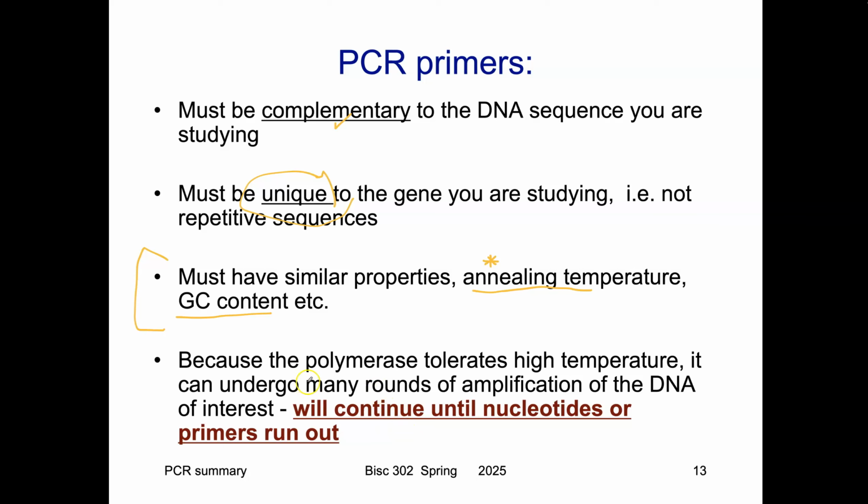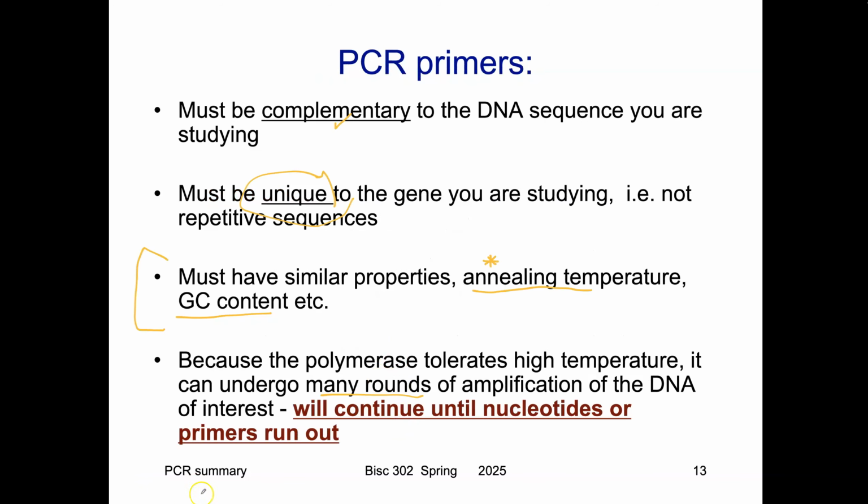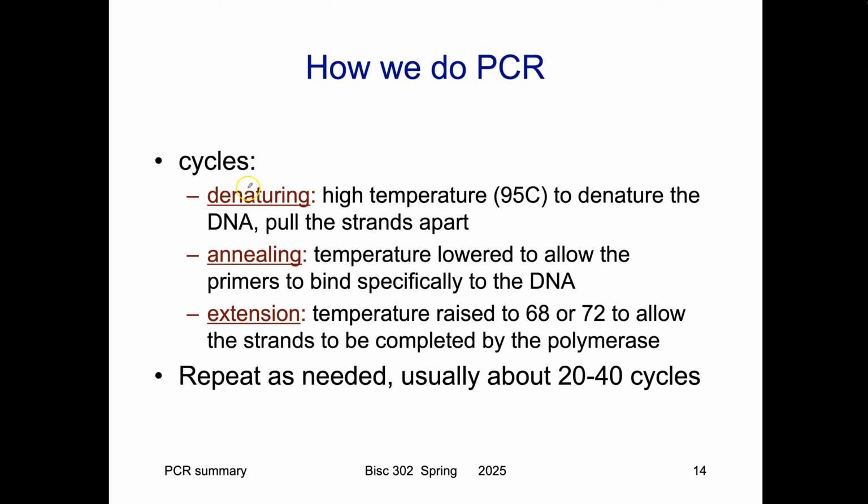Okay. And so basically the idea here is that the polymerase allows you to go through many, many repeats, many cycles of amplification. And we continue until the nucleotides or the primers run out. So these are the cycles.